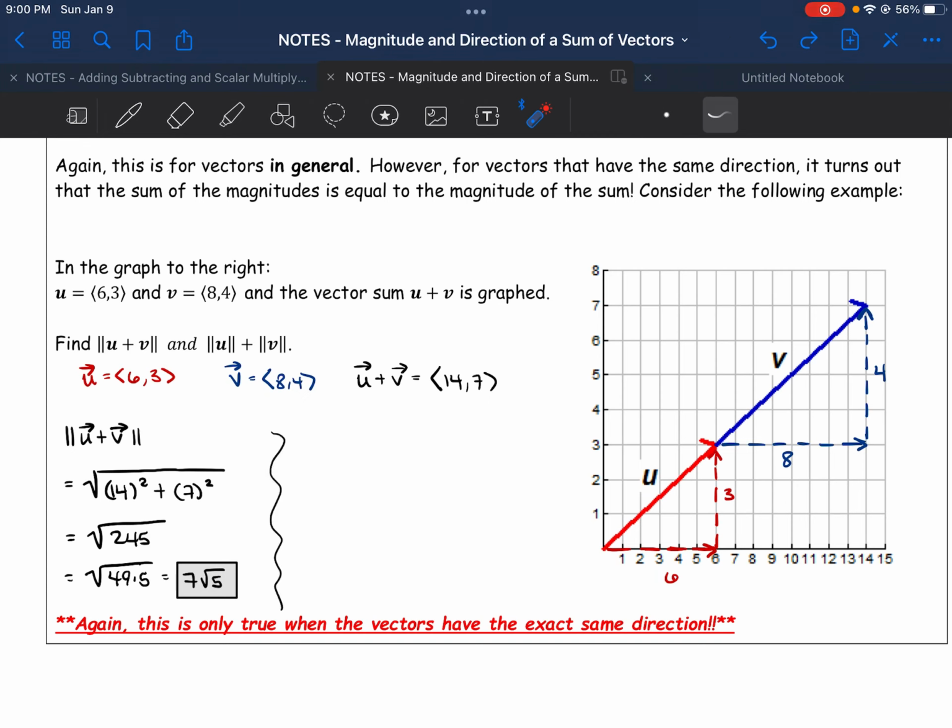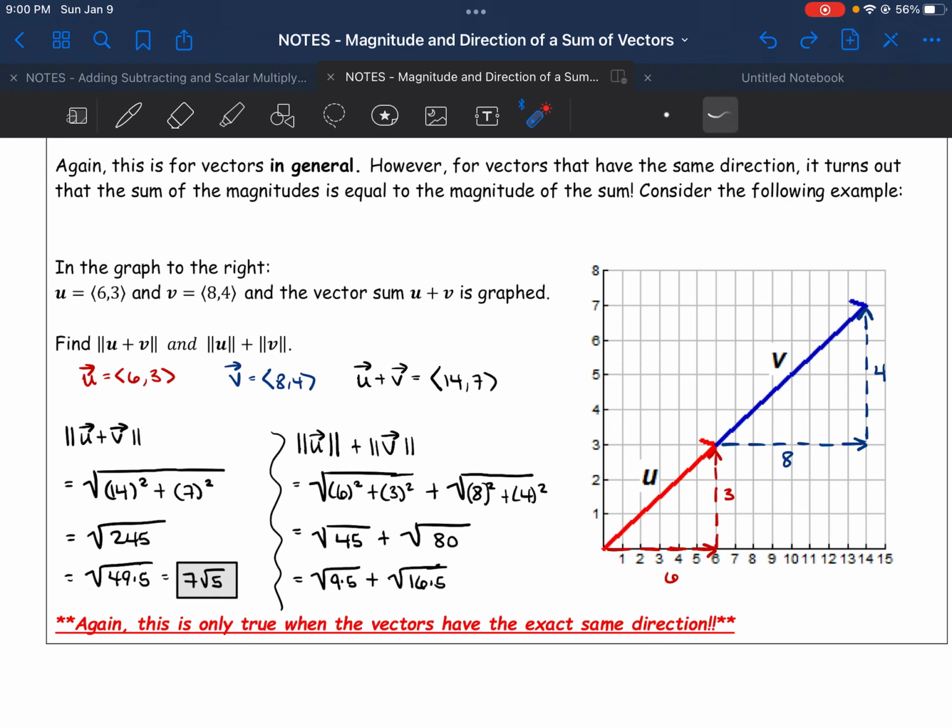Now let's look at the sum of the individual magnitudes. We're going to take these two magnitudes individually, and then add them together. So magnitude of u plus magnitude of v. For magnitude of u, we use the components, so square root of 6 squared plus 3 squared. For magnitude of v, square root of 8 squared plus 4 squared. This gives us square root of 45 and square root of 80. 45 is 9 times 5. 80 is 16 times 5. 9 is a perfect square. 16 is a perfect square. So this is 3 square root of 5 plus 4 square root of 5.